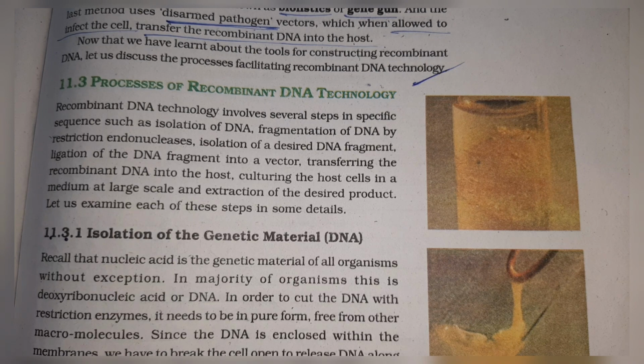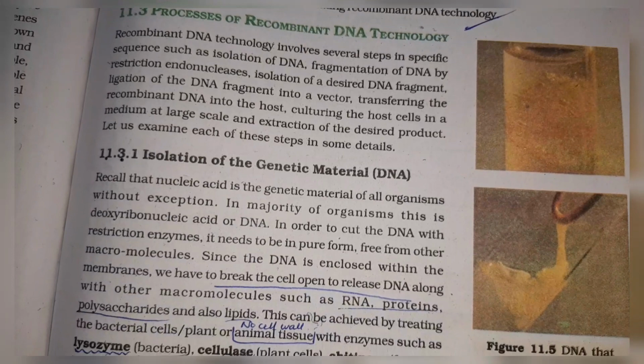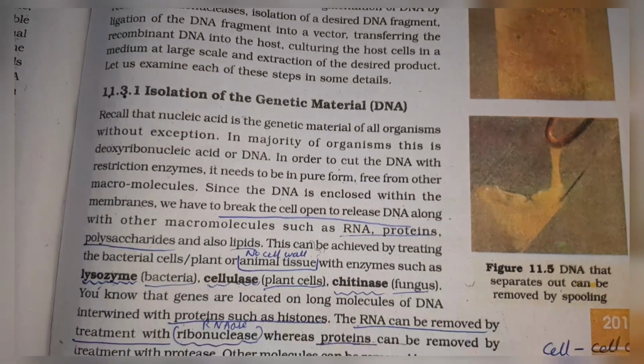Now we will learn about the process of recombinant DNA technology, how this process is brought about. Recombinant DNA technology involves several steps in specific sequence, such as isolation of DNA, fragmentation of DNA by restriction endonucleases, isolation of desired DNA fragment, ligation of the DNA fragment into the vector, transferring the recombinant DNA into the host, culturing the host cell in a medium at large scale, and extraction of the desired products. Let us now examine each of these steps in some detail.